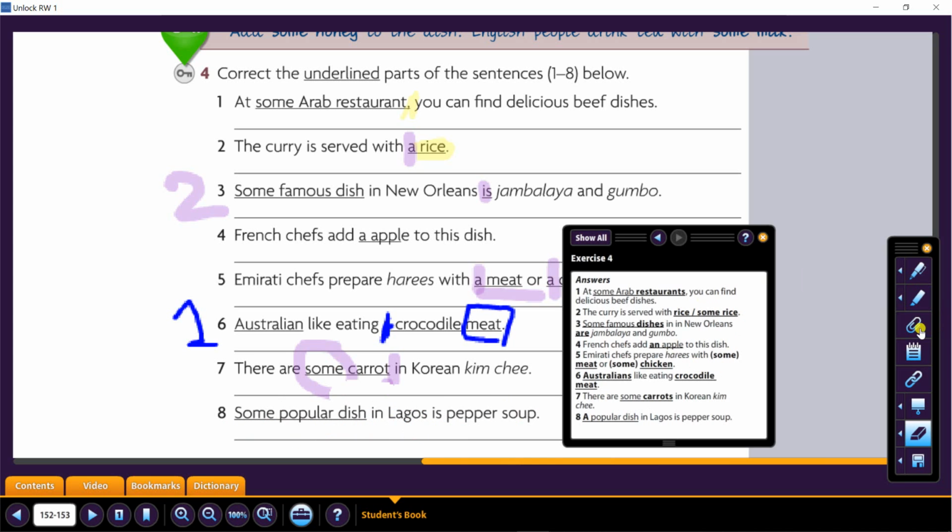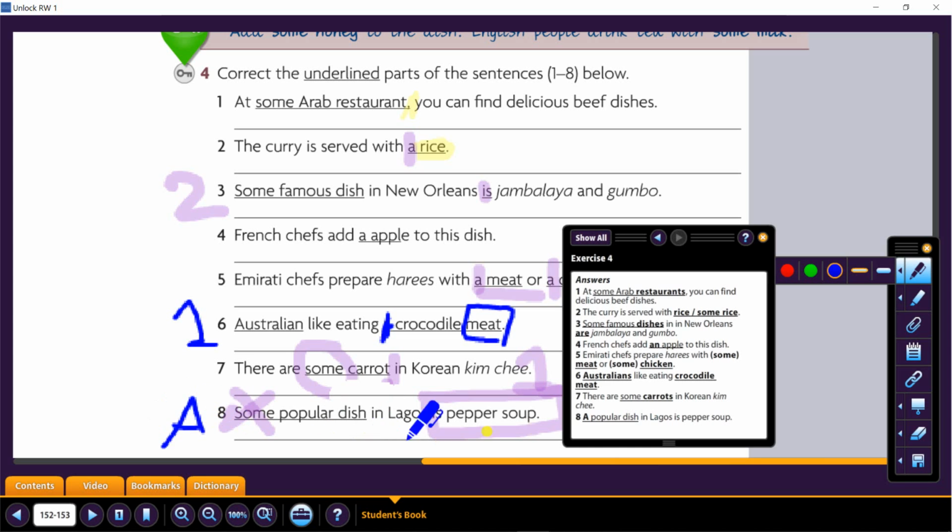Or actually, we need to complete the sentence. Some popular dish in Lagos is pepper soup. So here we have only one dish mentioned, so no need to add some. Immediately we need to say a popular dish in Lagos is pepper soup.